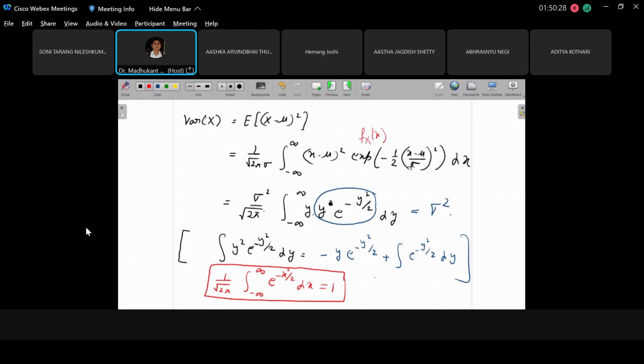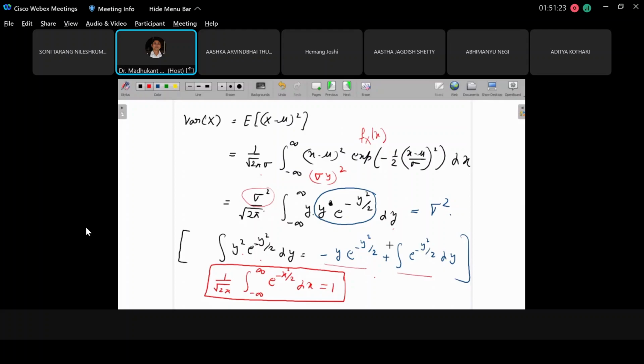Now again you will use the same substitution, x minus mu by sigma is y, so x minus mu whole square is nothing but sigma times y whole square. And dx by sigma will be dy, so sigma square is here and y square is here. Now to establish that this equals sigma square, you have to use the product rule for integration of y square times e to the power minus y square by 2 dy. It is not easy to do directly because y square is sitting here. So you take y times y e to the power minus y square by 2, because you can integrate this.